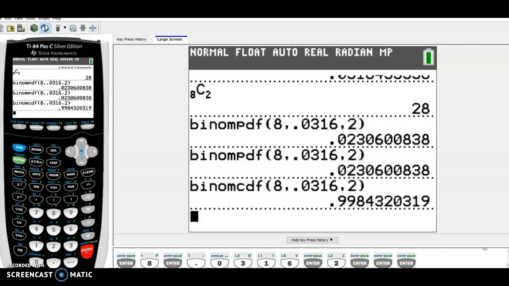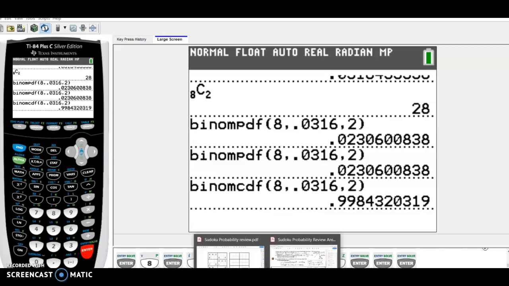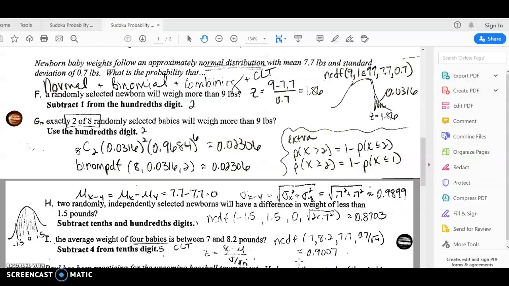So if you had done binomial PDF with the 8, 0.0316 and 0, added it to binomial PDF of the 8, 0.0316 and 1, added that to the binomial PDF of 8, 0.0316 and 2, then that gives you, I always think of the C as the cumulative probability. So it's finding all 3 of those. We need to do that if you look at the little extra note that I made off to the side.